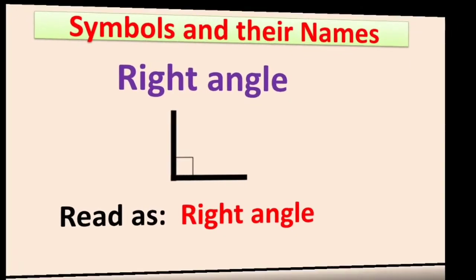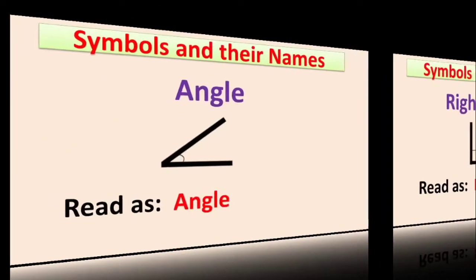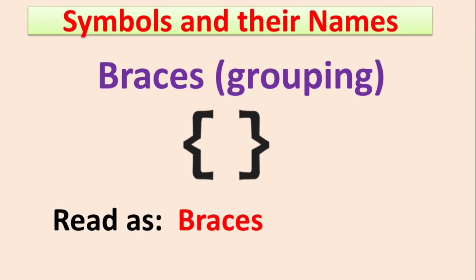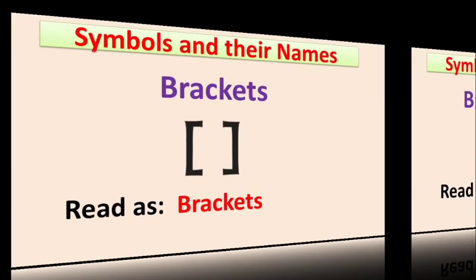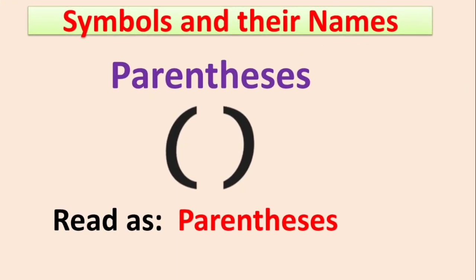For example, ray AB. This symbol, as you are watching, is of right angle. Then this is the symbol for angle or to represent angles. Then this is the important symbol in mathematics called as braces. Read as braces. Next after that is symbol of brackets. It is read as brackets. This symbol is of parentheses. Read as parentheses.